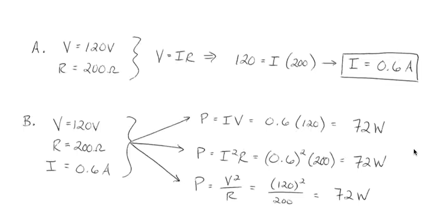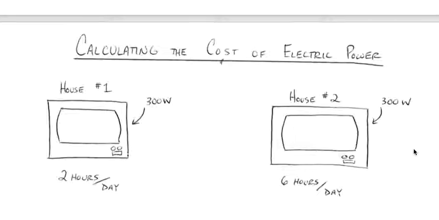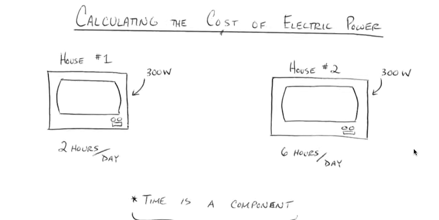What's more important to our daily life is how do I use that number to actually calculate the cost of electric power? So your parents pay the electric bill each month. How is that number actually generated? I'm going to show you a quick example because it's not that difficult. We'll take a look at two houses. They each have the same television. It's about a 300-watt television.